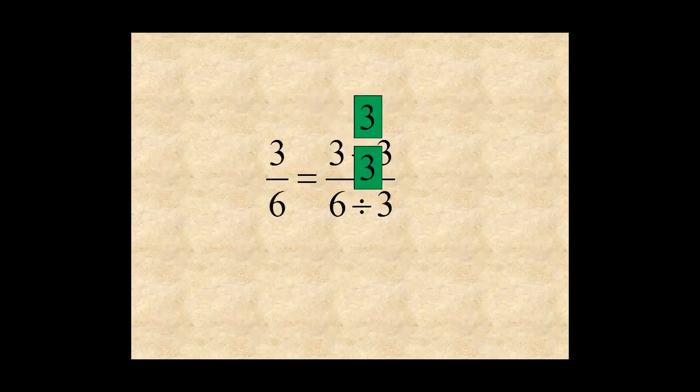To simplify the fraction, divide the numerator and denominator by the GCF of 3. And the simplest form of the fraction is 1 over 2. When you simplify a fraction, the number it represents doesn't change. They are called equivalent fractions.